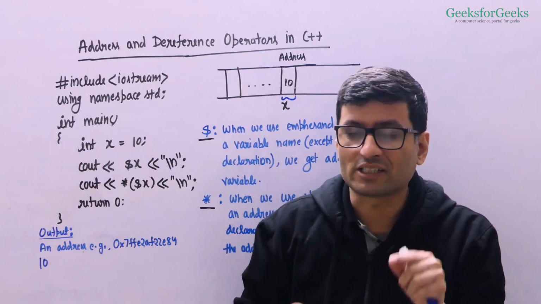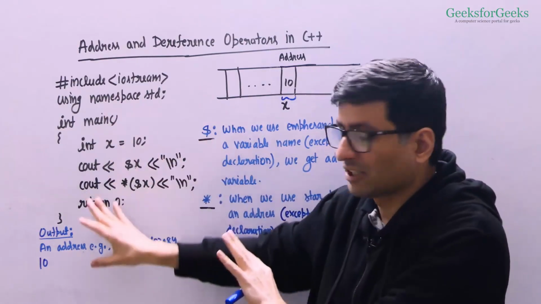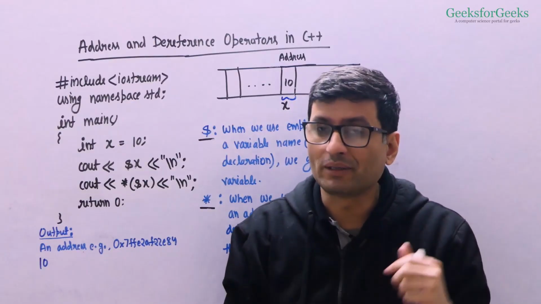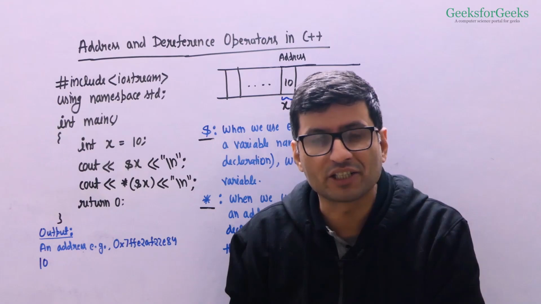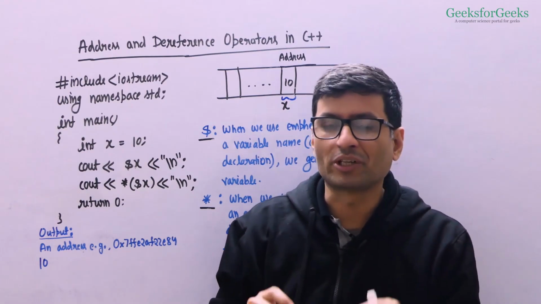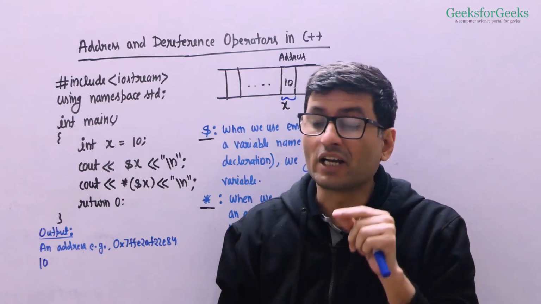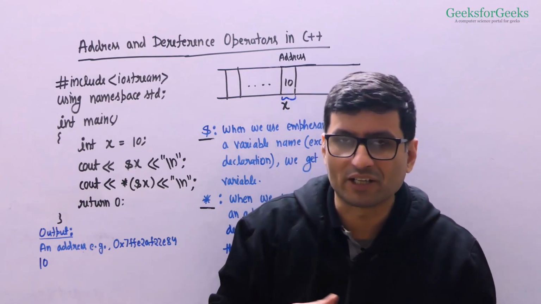And ampersand and star are not only operators, although we have discussed only operators in this example. As I said earlier, ampersand is also used for reference declaration and star is also used for pointer declaration. We are going to see pointer declaration in the next video. And one more use of star is multiplication, which is a simple arithmetic operator.